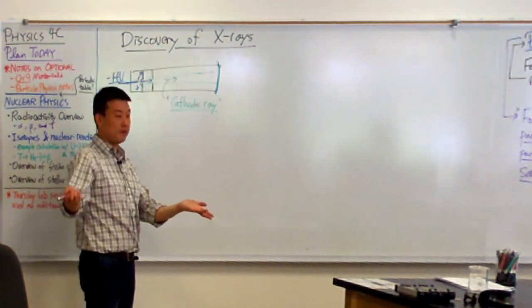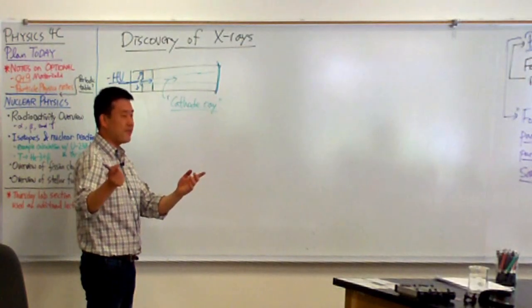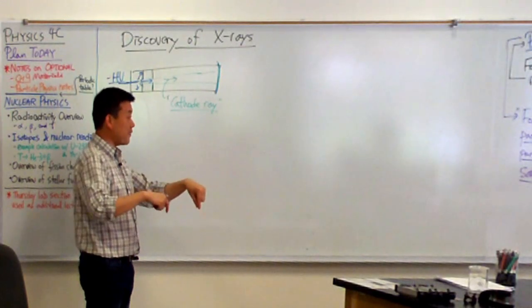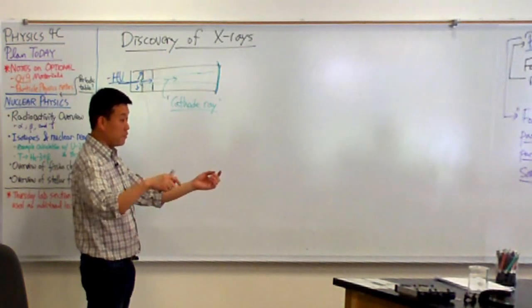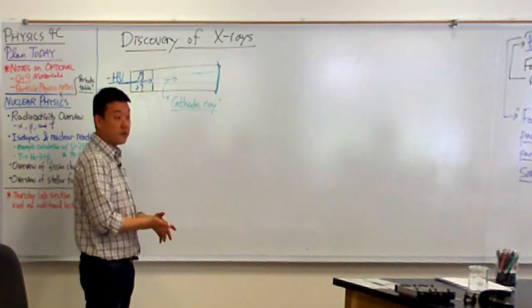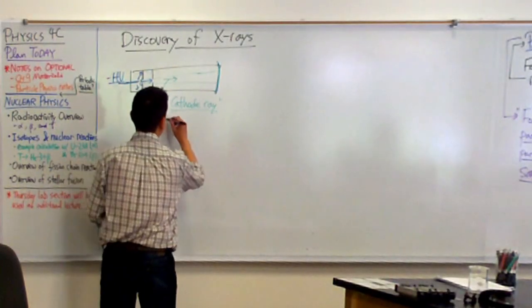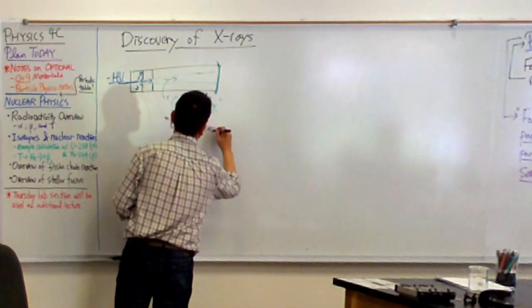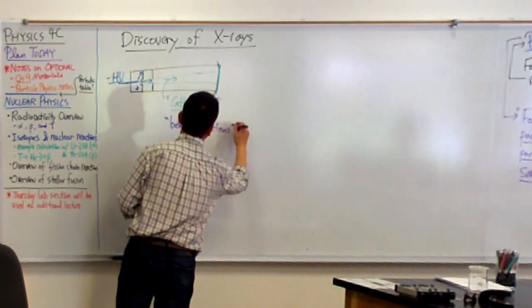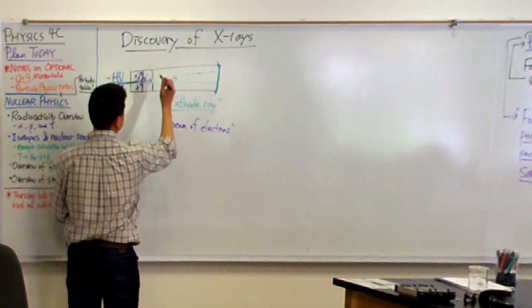I don't know if you guys do it at Laney and other campuses, but here we have an e over m experiment in Physics 4B, where you measure the charge to mass ratio of the electron, the cathode ray. So a cathode ray is a beam of electrons. What you should imagine is that this is emitting these electrons.